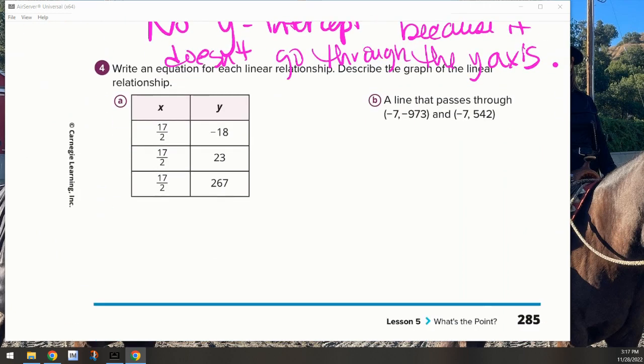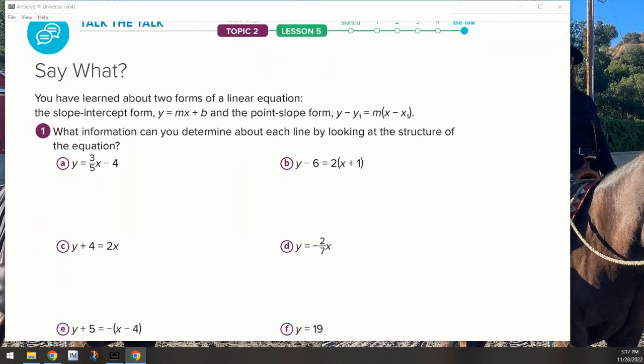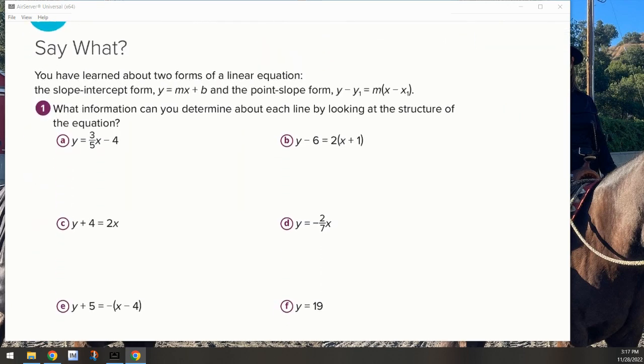Okay, so here, look here, all of them are the same. So it's x equals 17 over 2. If I look here, the x's are the same. X equals -7. These are both vertical lines. Okay.